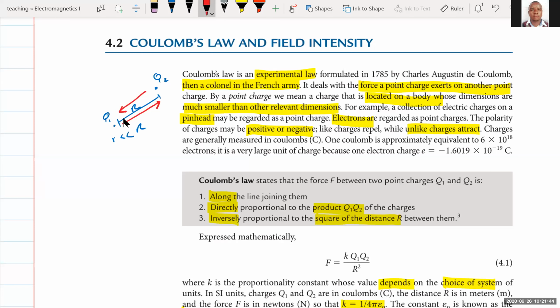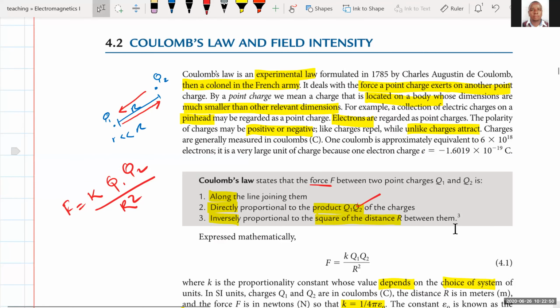The other point, which we have already mentioned before, is that Coulomb's law states that the force between two point charges is directly proportional to the product of the charges themselves. We are talking about the product Q1 Q2, and there is a direct proportionality of force with these two, so force is equal to a constant of proportionality times Q1 Q2. And lastly, the force is inversely proportional to the square of the distance separating them. If we quantify the distance to be R, then the force is inversely proportional to R squared.